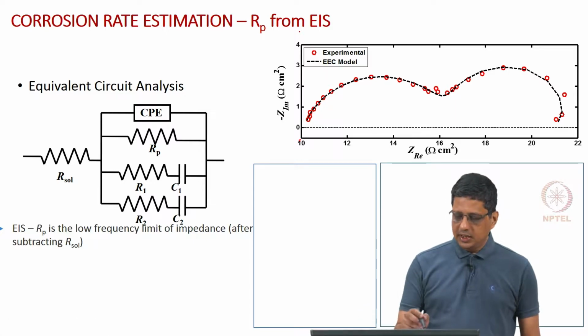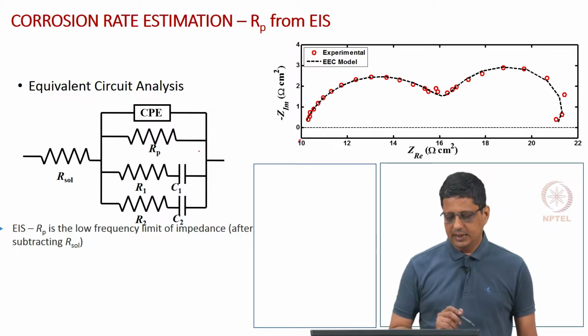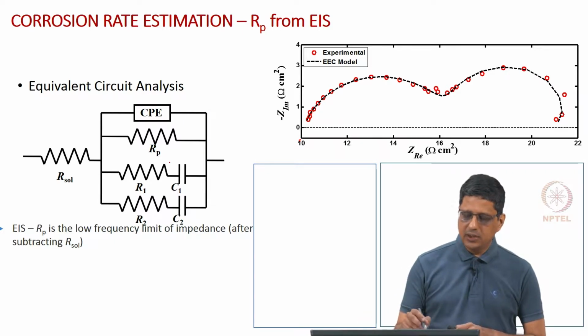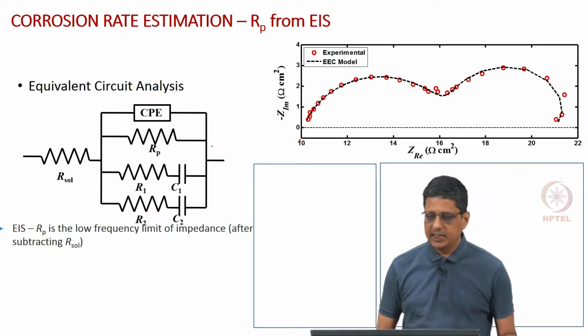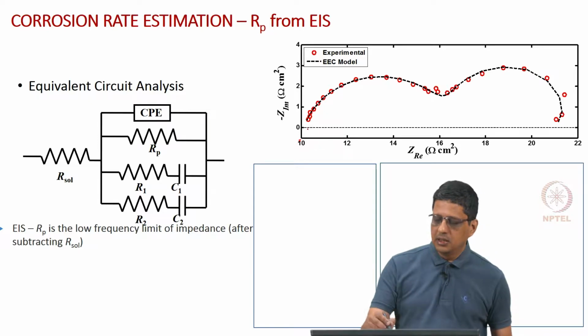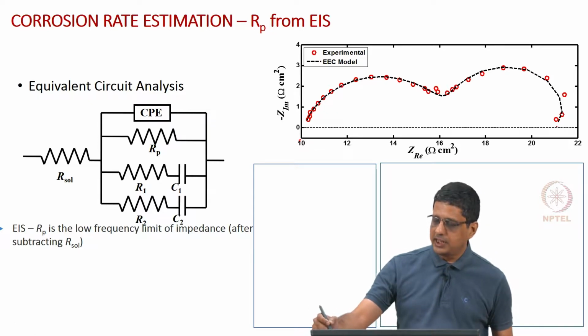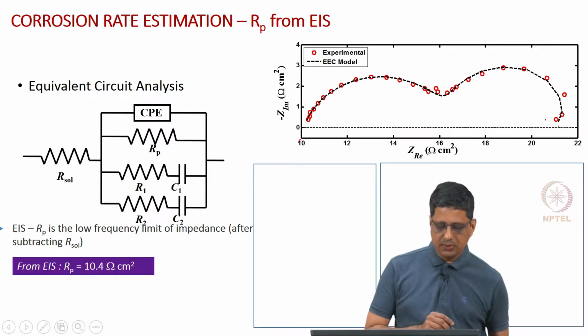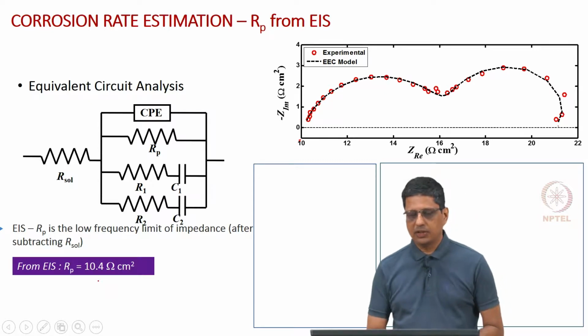You can fit it to an equivalent circuit and get the polarization resistance. Right now, I will not worry about the details of what circuit is meaningful for this. We will just say that this circuit fits this data well, and the polarization resistance can be estimated. You can see the solution resistance plus polarization resistance is about 21 ohm. The polarization resistance alone is about 11 ohms, it is 10.4 ohm centimeter square.